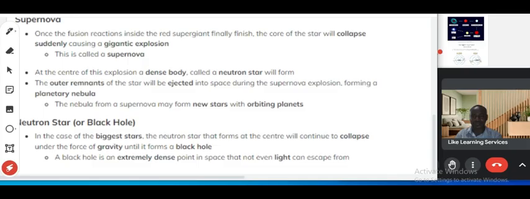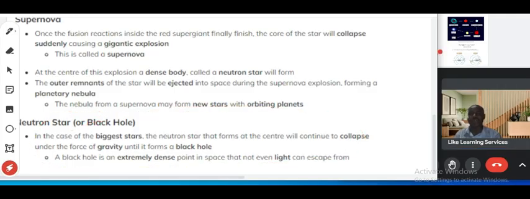And, is it still page 15? This same page, the bottom left. Okay, you can see the neutron star.